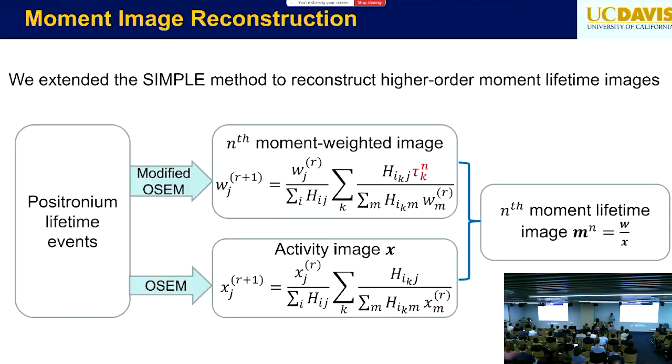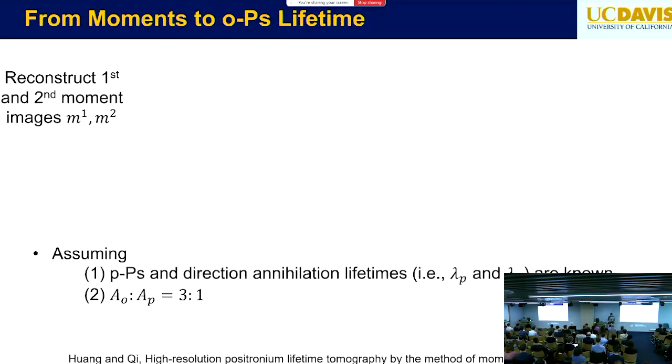So the first thing is how we get those moment images. It's just a simple extension of the SIMPLE method. Previously, to reconstruct the average lifetime, we had a weighting factor equal to tau k, and now we want to go to the nth moment. We just raise the power from 1 to n, and then still take the ratio. Because the activity image is already reconstructed, we only need one reconstruction to get the nth moment image.